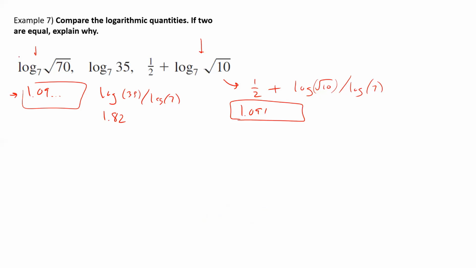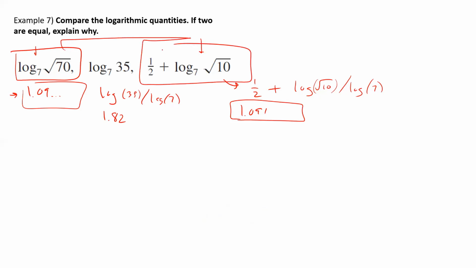How come these guys? A calculator says these guys are the same. Because log of radical 70 can be written as log of radical 7 times radical 10. And so when you have multiplication, you can just turn it into addition, using the properties, the weird rule thing.